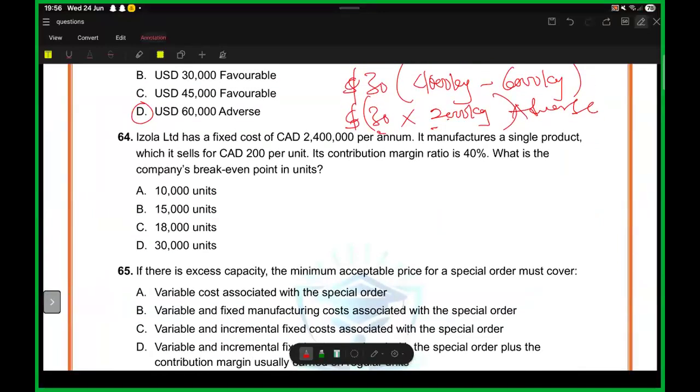Zola Limited has a fixed cost of 2,400,000 per annum. It manufactures a single product, which it sells for CAD 200 per unit. Its contribution margin ratio is 40%. What is the company's break-even point in units? Okay. This is also very, very simple. I am making the calculation a little longer, just because you have to understand, so that when you go, you also try and solve your own.